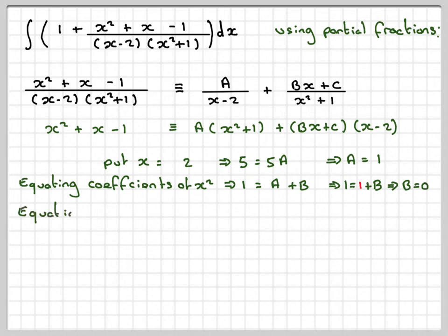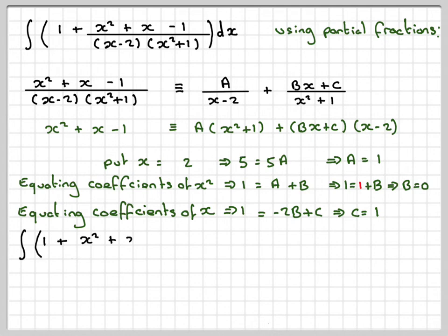And then if we equate coefficients of x, we're going to have 1 here. We're going to have nothing from here, but we're going to have minus 2B plus C, because we've got Cx there. But we already know B is 0, so therefore C must be equal to 1. So that makes life very easy for us.